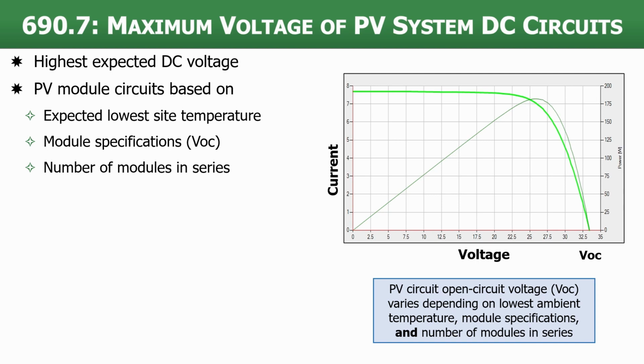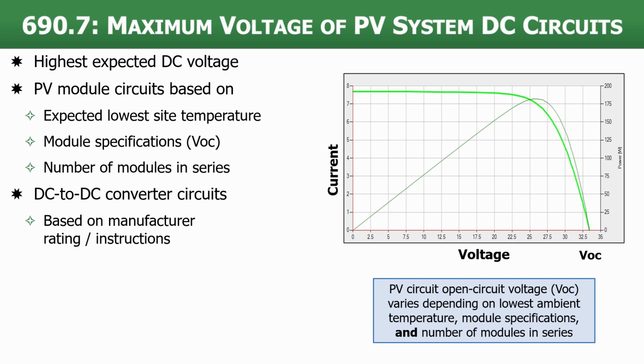Quick refresher, there we have our beloved IV curve, and we see, right, the highest voltage is that open circuit voltage in the lower right of the graph. We have these three things, right? The temperature, module specifications, and number of modules in series that we need to consider when calculating maximum voltage. Now, in circuits that have DC to DC converters, well, the maximum voltage is really just based on the manufacturer's rating or their instructions for use of their product.